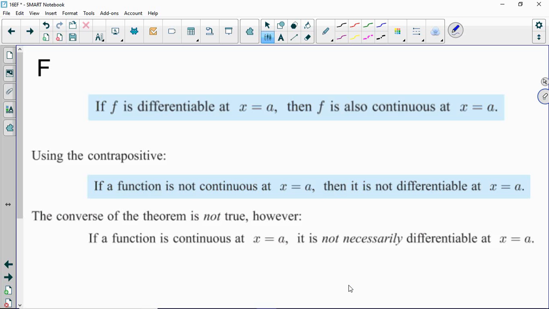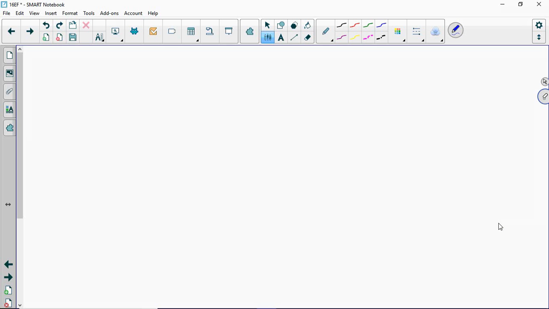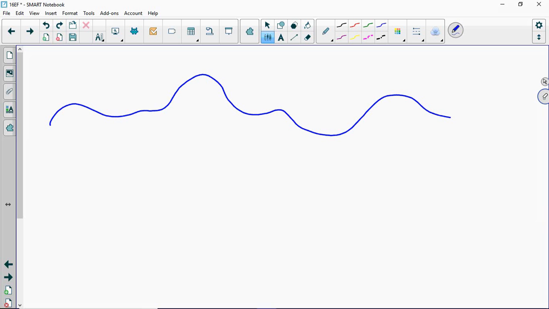Remember that continuous means that we can draw the function without picking up our pen. Differentiability can be described as just saying that the function is smooth. So if a function is smooth, then we must be able to draw it without picking up our pen. However, just because we can draw a function without picking up our pen does not mean that the function must be smooth. What do I mean by smooth? Well, I mean, smooth. It's going to be all curvy and stuff.